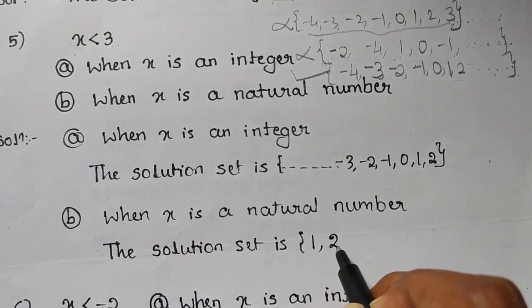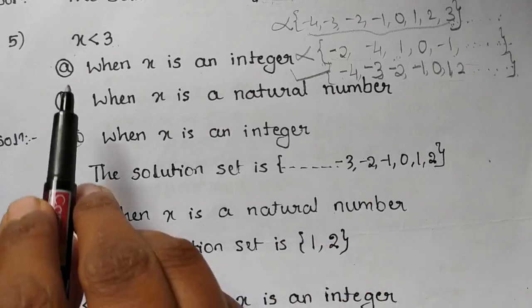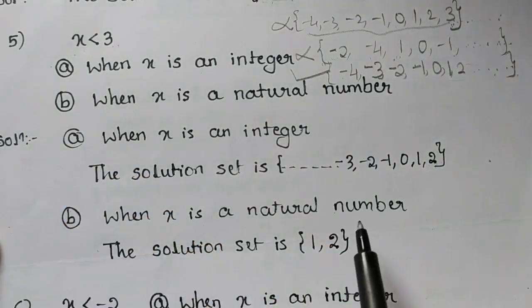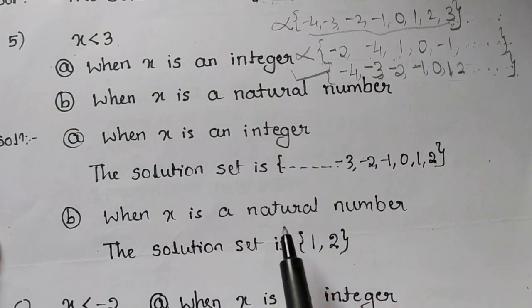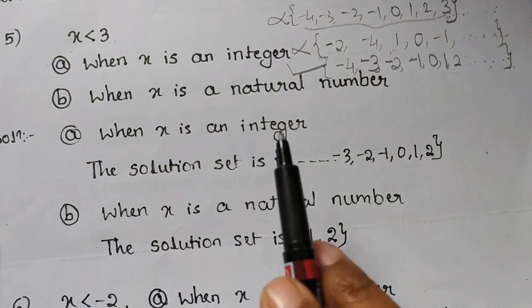2 is also a solution. I cannot write 3 because 3 less than 3 is not true. Only these two possible values of x satisfy the inequality when x is natural. Then this is the solution set for the second sub question.